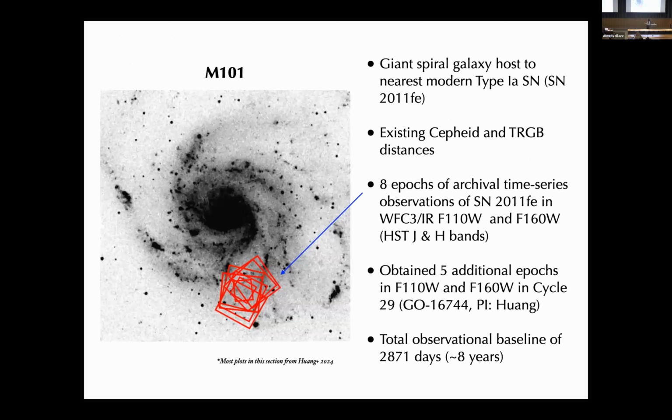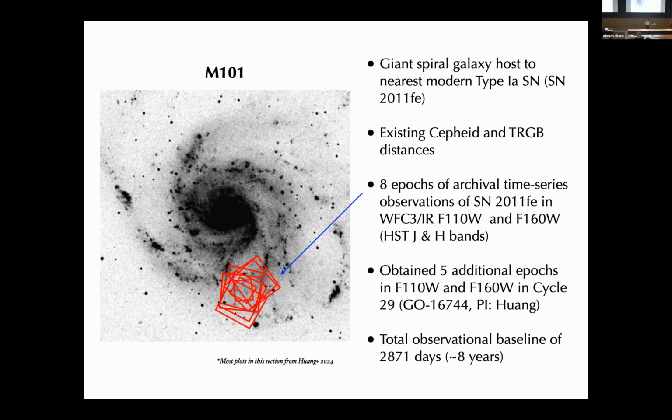And then finally, the last galaxy I'll talk about is M101, which is also the most recent one we've looked at. It's a giant spiral galaxy that's been host to the nearest Type 1a supernova. This galaxy has been studied a lot. I think Martha Boyer mentioned other programs looking at it too. And for this one, we have a pretty crazy observational baseline of about 8 years because this galaxy had a very recent supernova and it was also the nearest supernova.